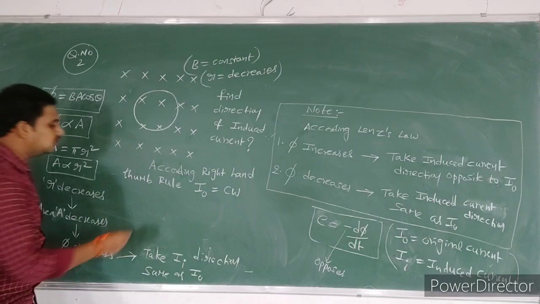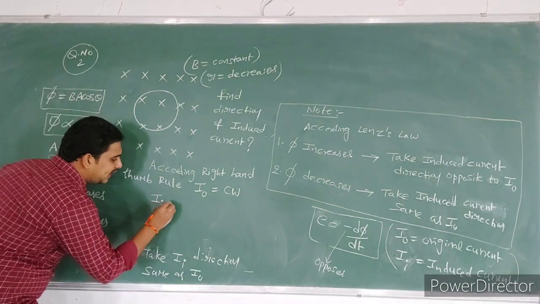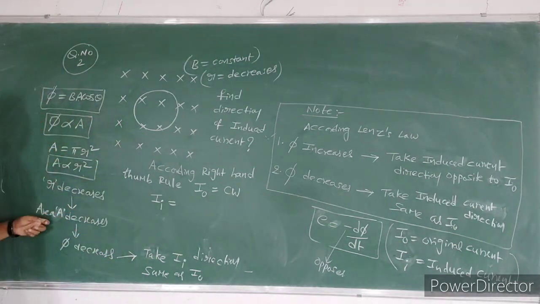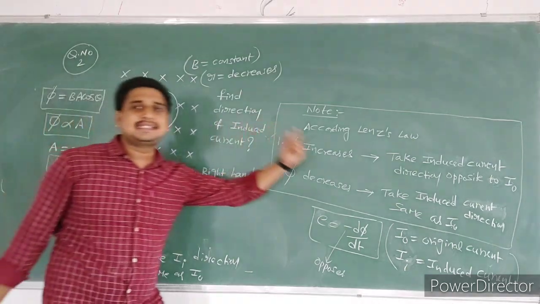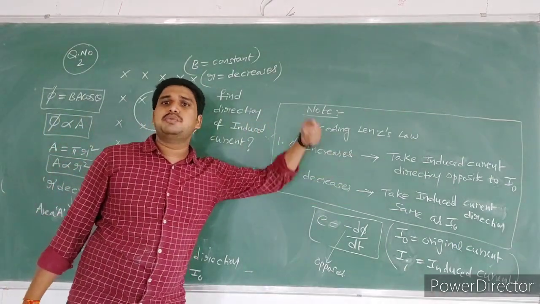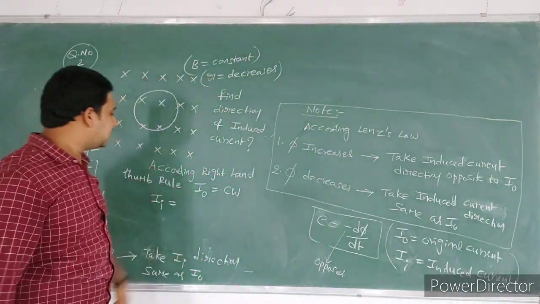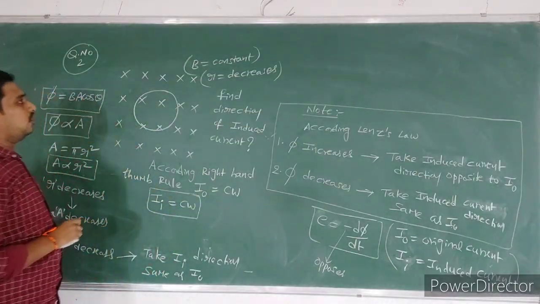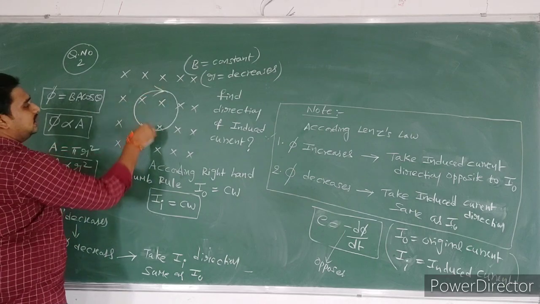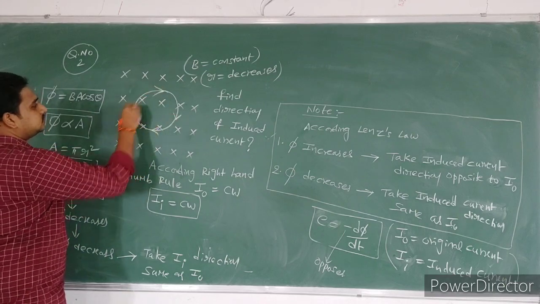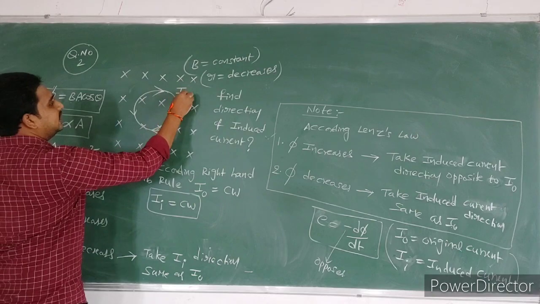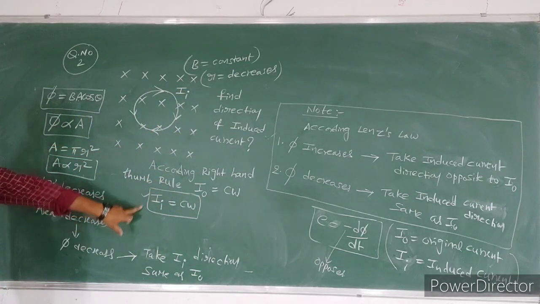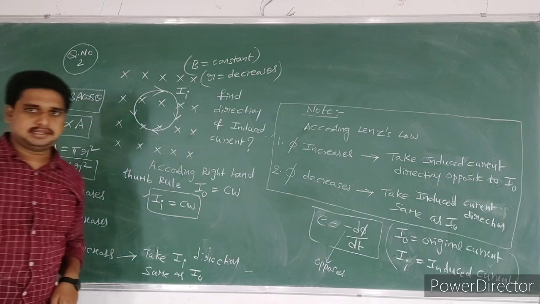And what about the induced current direction? The induced current direction is also clockwise only, because here flux decreases. Flux decreases means we take the same direction as the original current direction. So the induced current direction here is clockwise. So what is the direction of induced current? Clockwise. This is the clockwise direction. So what is the answer for this question? Induced current for this figure is clockwise.